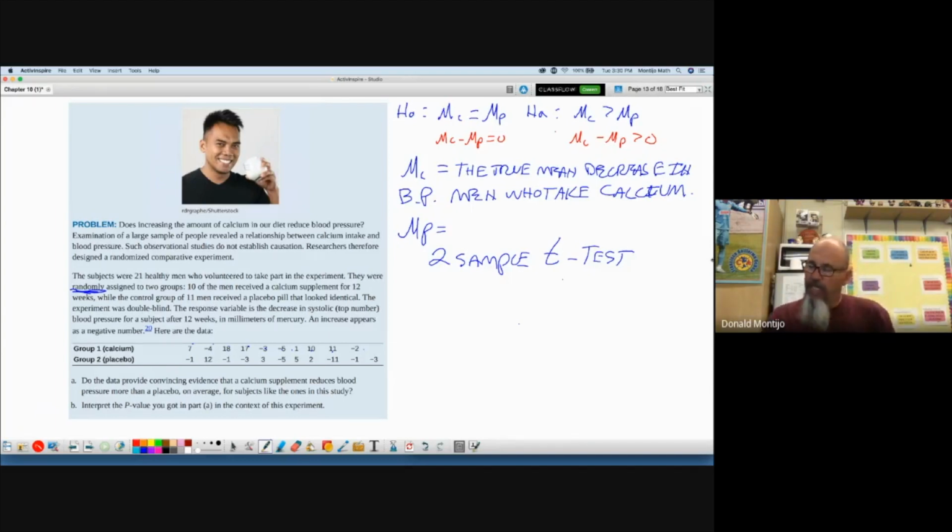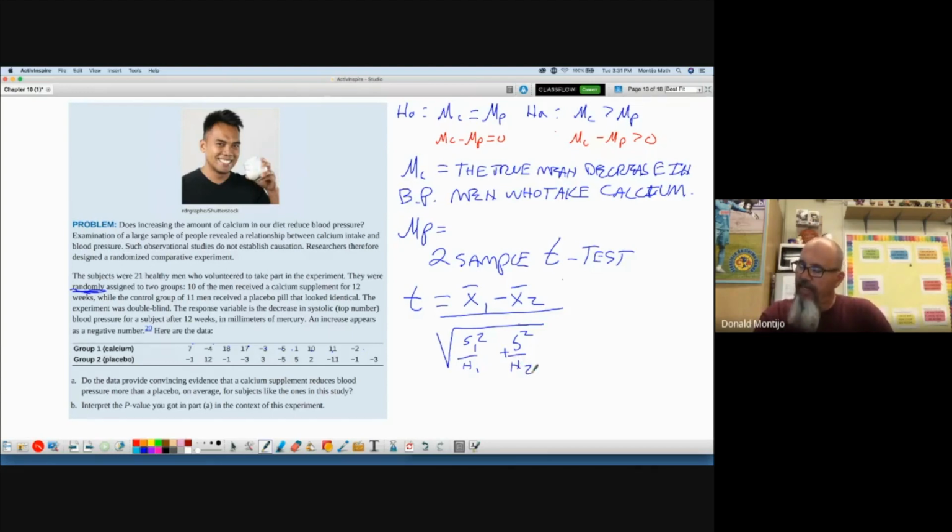Now I need to calculate the test statistic. So I've checked my conditions and it's okay. I've told the reader what I'm about to test. Now I'm going to test it. T equals x bar 1 minus x bar 2 over the square root of s sub 1 squared over n sub 1 plus s sub 2 squared over n sub 2.